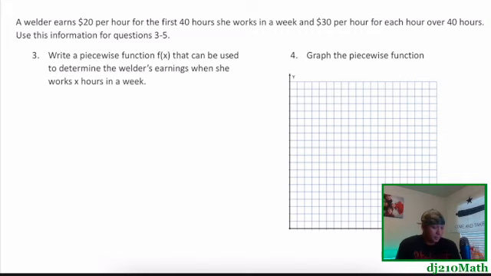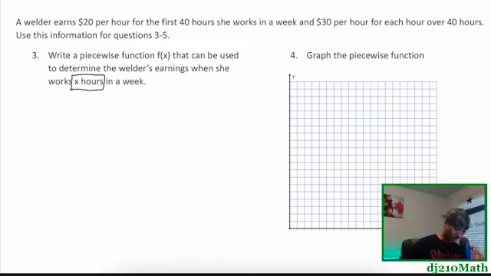All right, number 3. So a welder earns $20 per hour for the first 40 hours she works in a week, and $30 per hour for each hour over 40 hours. Use this information for questions 3 to 5. All right, so we want to write a piecewise function that can be used to determine the welder's earnings when she works X hours in a week. All right, so X is going to equal hours, and then we'll let Y equal the amount of money she makes.